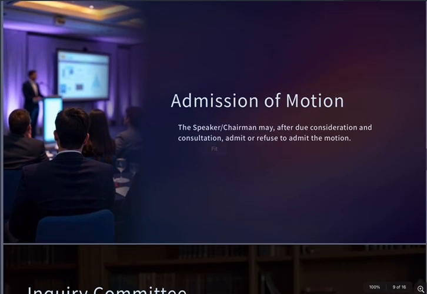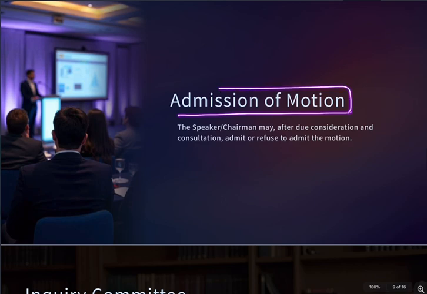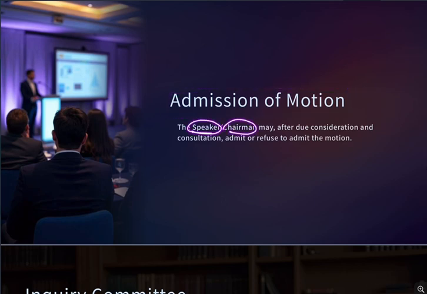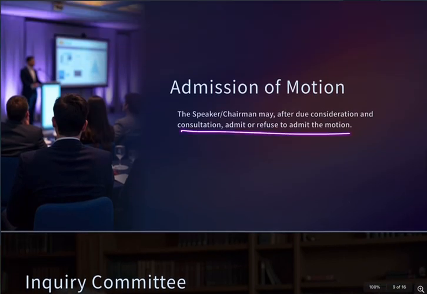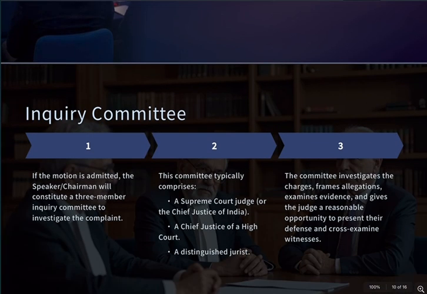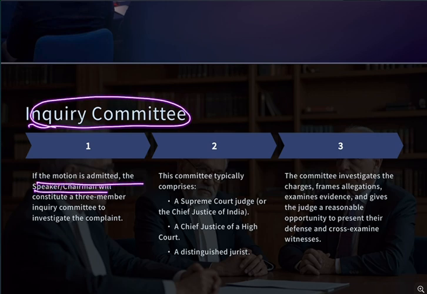Next, admission of the motion. Once it has been submitted, it is at the discretion of the Speaker or the Chairman. He may or may not accept this motion. This is given to protect against any malafide intention behind the motion. Next is the inquiry committee. If the motion is admitted, the Speaker or Chairman will constitute a 3-member inquiry committee to investigate the complaint.